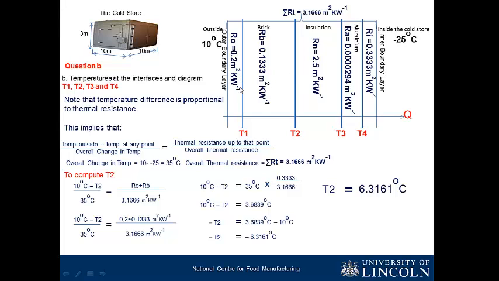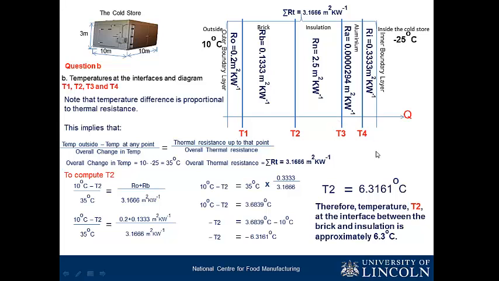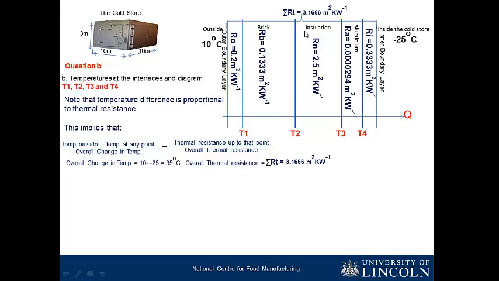So the same thing for your T3. That will be up to that point, because we are coming from this side. Up to that point will be this one plus this one. I mean R0 plus RB plus Rn. Now let's look at how that is done. Don't forget that T2 is the temperature at the interface between the brick and insulation. Now to compute T3, we use the same procedure. R0, RB, Rn. That is the thermal resistance up to that point.